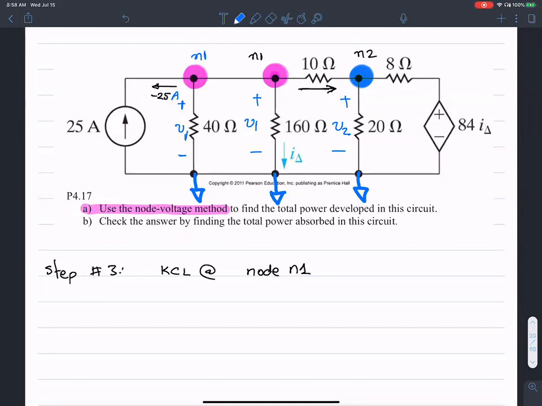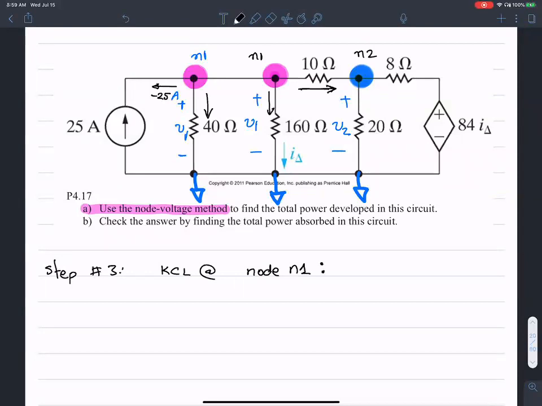Then I let the current go down the branch to the right of that current, which would give me V1 over 40. So there's one current, V1 over 40, going south in the 40 ohm resistance. And the same with the next branch on the right, I got V1 over 160.